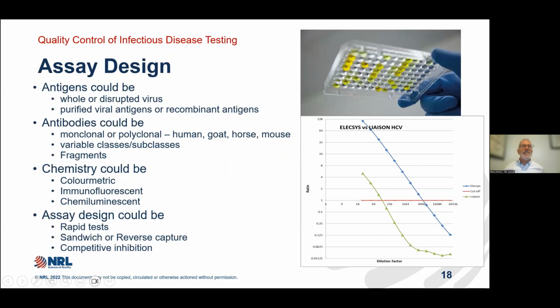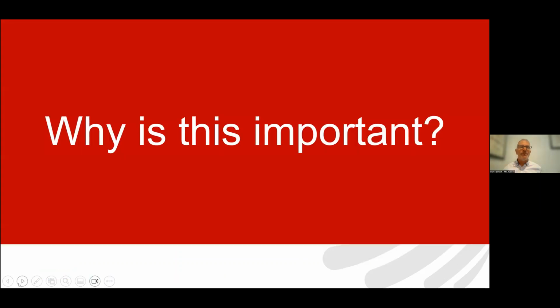So when we talk about assay design, we know that the antigens used in the assays could be from various different sources, or they could be recombinant. The antibodies can be from lots of different species. They can be variable in classes. They can just be fragments, Fc fragments of the antibody. And we have different chemical reactions to detect our results.